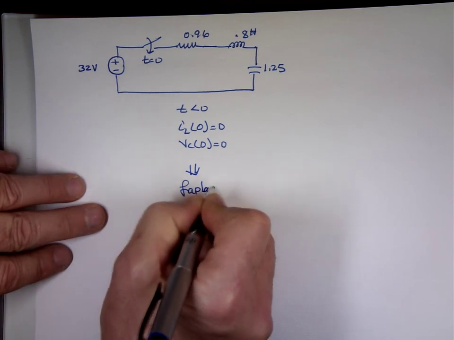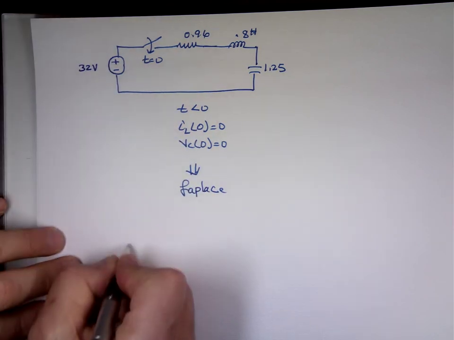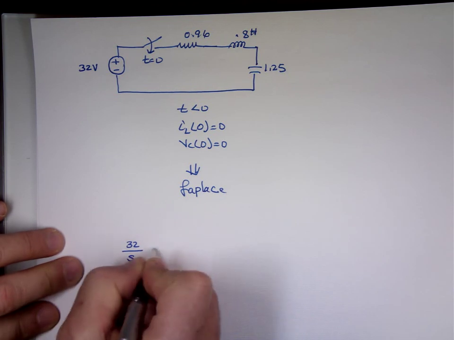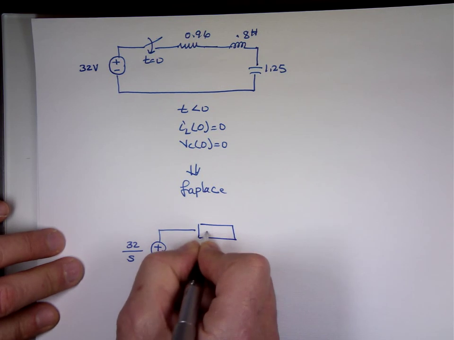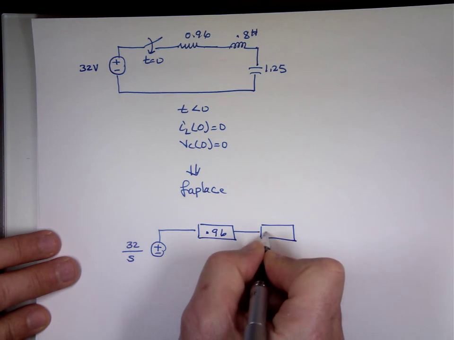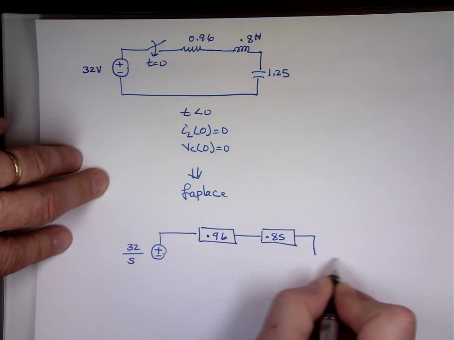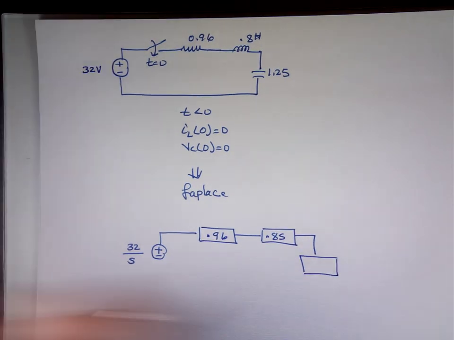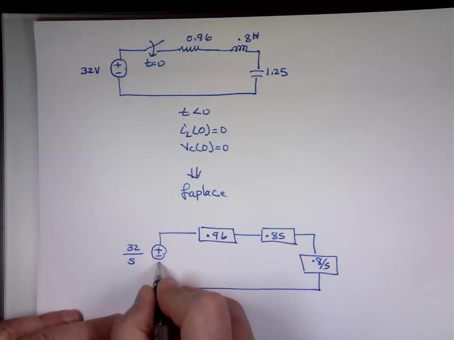What's the Laplace of 32? 32 over S. The resistor stays the same. 0.96. The inductor SL, 0.8 S. The capacitor is 1 over SC. What is 1 divided by 1.25? 0.8 over S. And the question, find I sub 1.